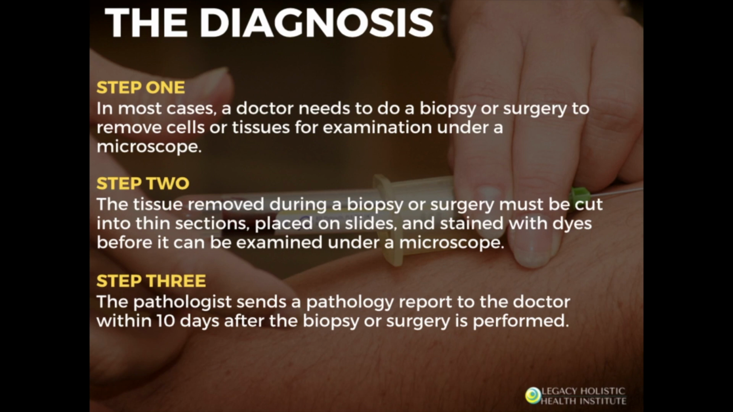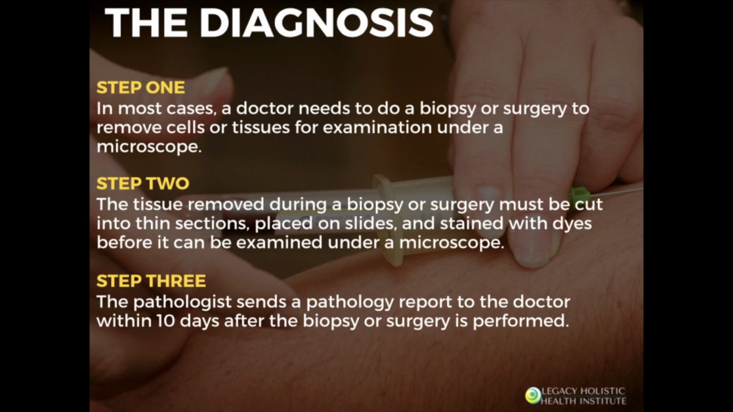In most cases, a doctor needs to do a biopsy or surgery to remove cells or tissues for examination. Some common ways a biopsy can be done are with a needle used to withdraw tissue or fluid, or an endoscope, which is a thin, lighted tube used to look in areas inside the body and remove cell tissues like the colon or the throat. Surgery is used to remove parts of a tumor or the entire tumor. If the entire tumor is removed, typically some normal tissue around the tumor is also removed just to make sure that they got all of it out.